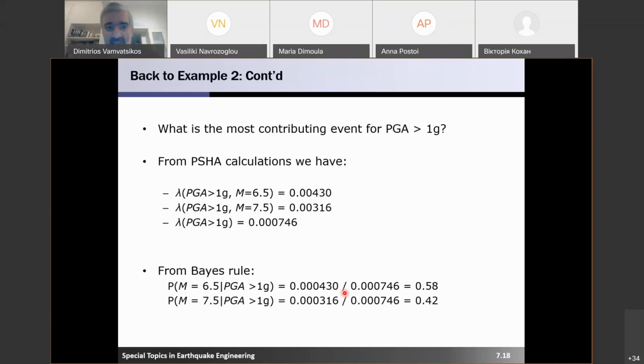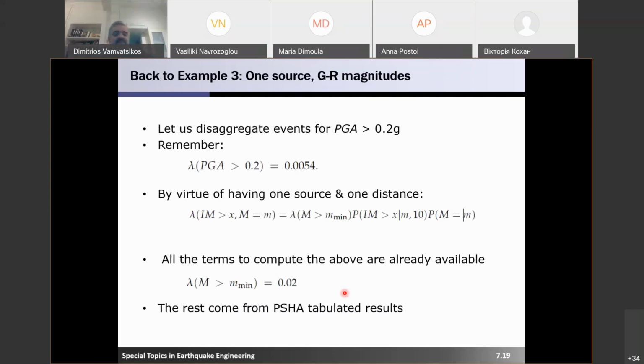And it gets more interesting if we go to example 3. Now, here's the fun part. Let us now disaggregate. Remember, I'm going back to our one source and multiple magnitudes, on the single source with Gutenberg-Richter. Let us now disaggregate the events for PGA of 0.2G. That's an example we did earlier. Remember, your rate of PGA exceeding 0.2G is 0.0754.